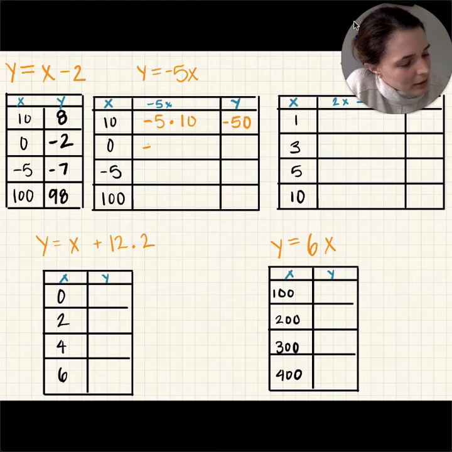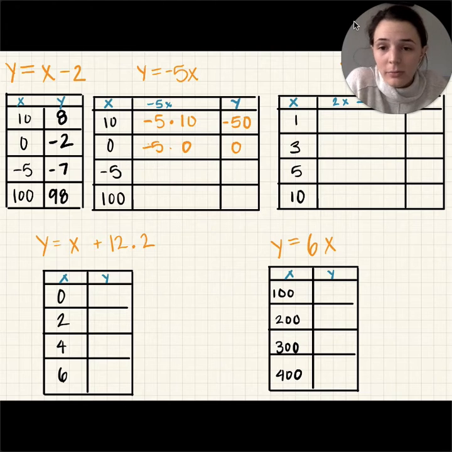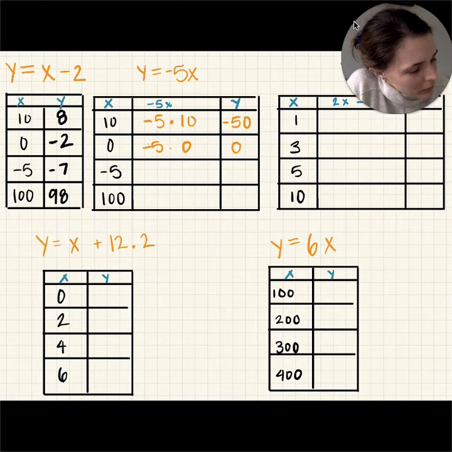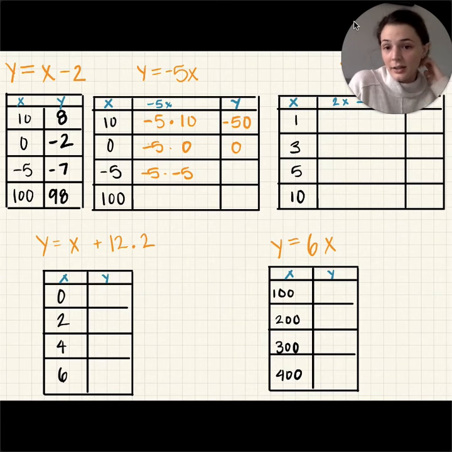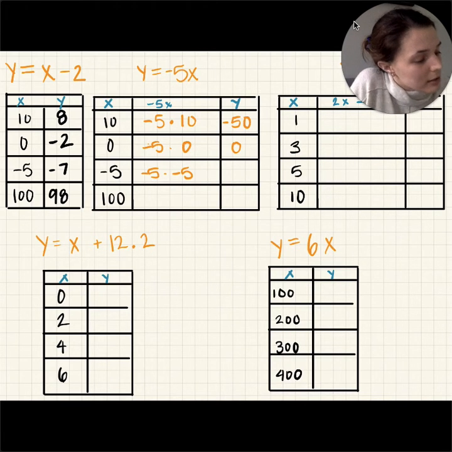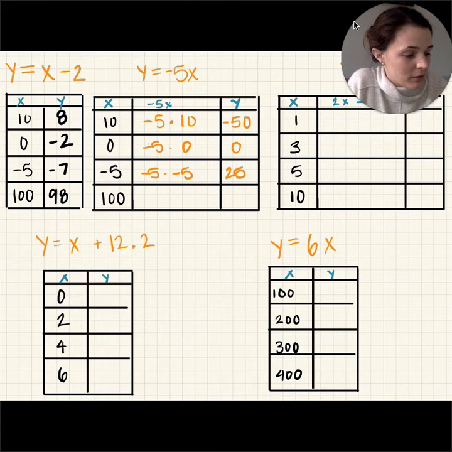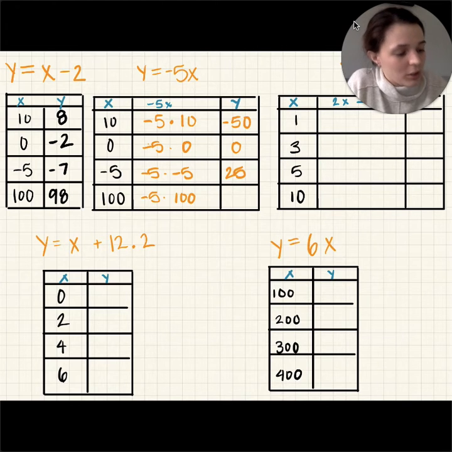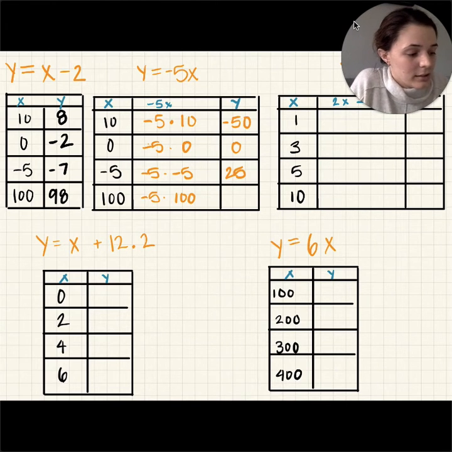Then we have negative 5 times 0, which is just 0. Negative 5 times negative 5. Negative times a negative is a positive. That's positive 25. And our very last one is going to be negative 5 times 100. That's going to give us negative 500.